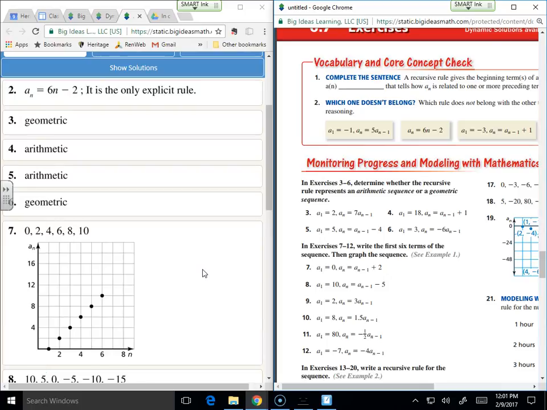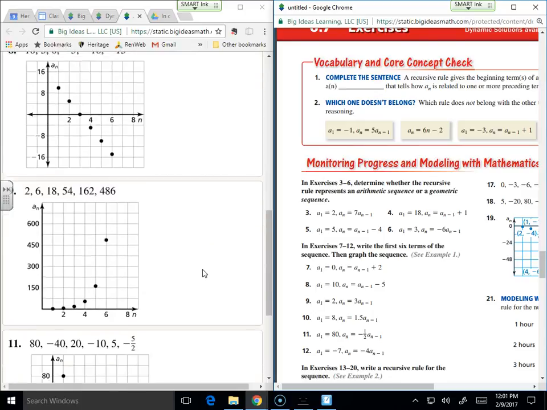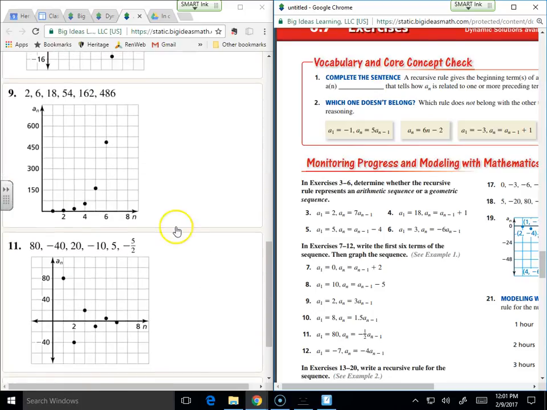You see it, bud? Yes, I do, thank you. Number 8, we already saw. Let's go down to number 9. The pattern for number 9 was, what was the pattern? Times 3. Start at 2 and times 3, times 3, times 3. Number 11, you guys can see, start at 80 and then multiply by negative 1/2, by negative 1/2, by negative 1/2, by negative 1/2, by negative 1/2. And this is one of those weird ones where it bounces up and down because it's positive and negative.